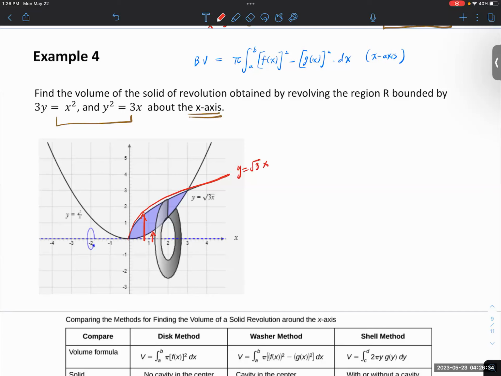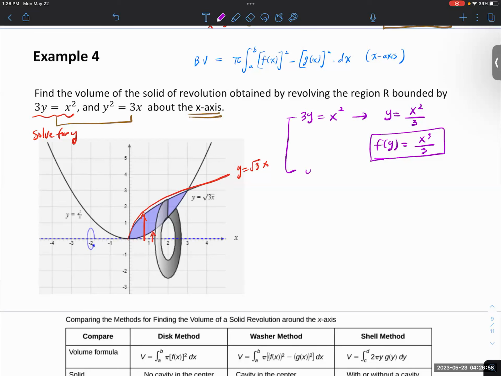In this case, we don't have an f of x function, so you have to solve for y. The first one: 3y equals x to the second, so solving for y, y equals x to the second over 3. So f equals x squared over 3. This is the f function. Same thing, y squared equals 3x, so we solve for y, and y is the radical 3x. This is the g function.